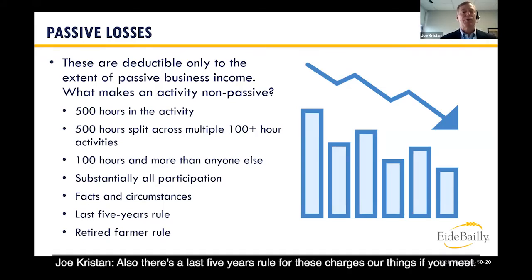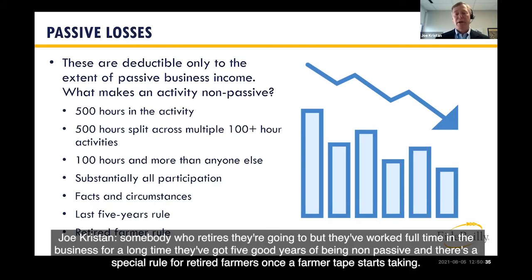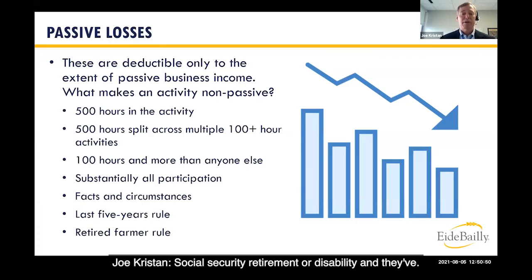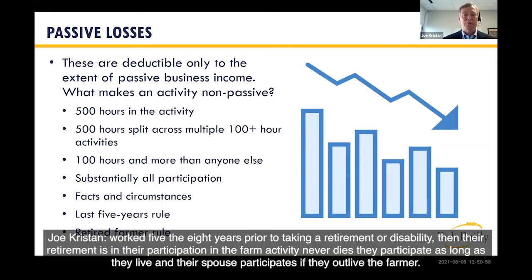Also, there's a last 5 years rule for these charged hour things. If you meet any of these hours requirements in 5 of the previous 10 years, then you're considered non-passive. So somebody who retires, but they've worked full-time in the business for a long time, they've got 5 good years of being non-passive. And there's a special rule for retired farmers. Once a farmer starts taking Social Security, retirement, or disability, and they've worked 5 of the 8 years prior to taking retirement or disability, then their participation in the farming activity never dies. They participate as long as they live, and their spouse participates if they outlive the farmer.